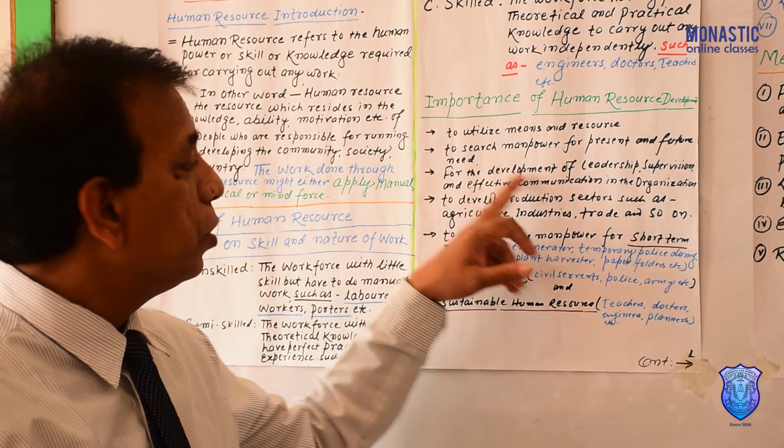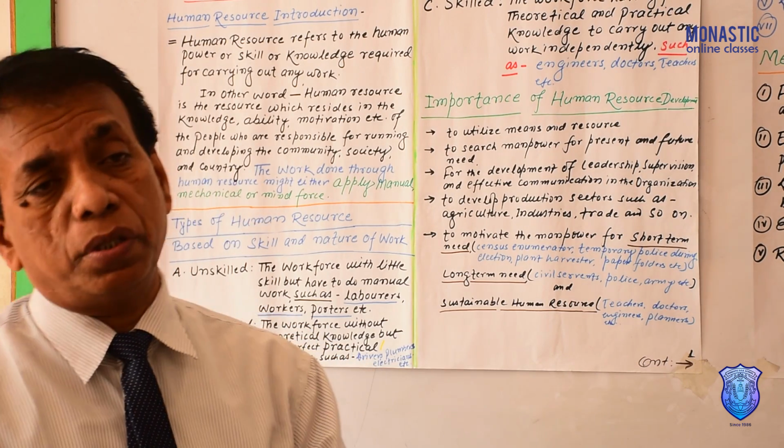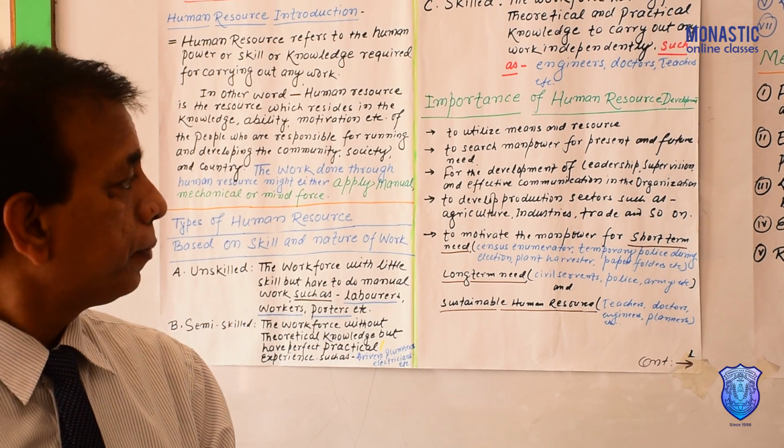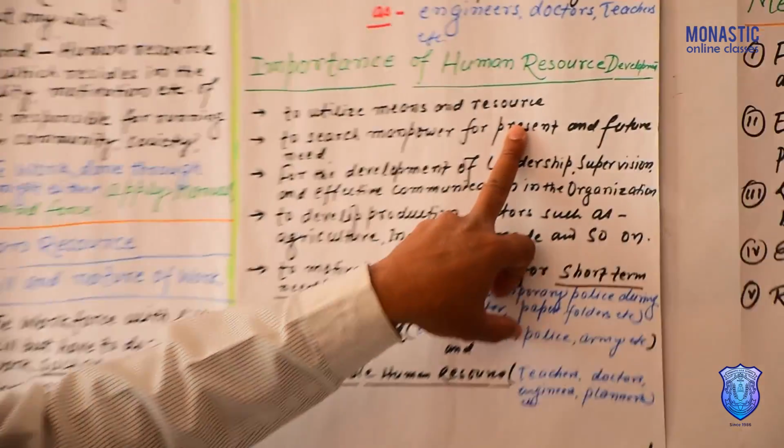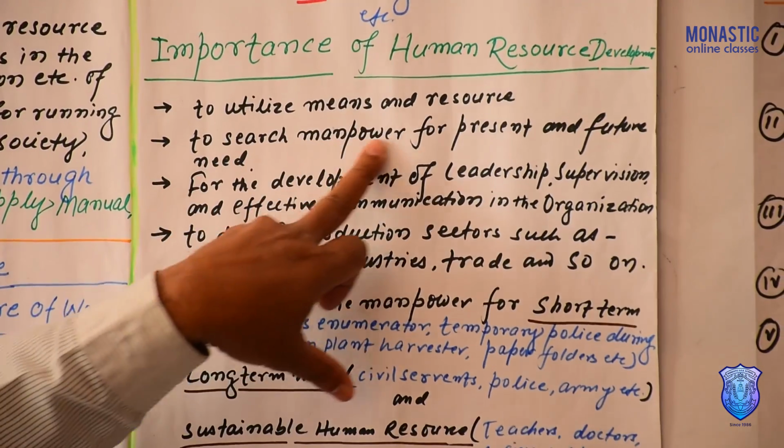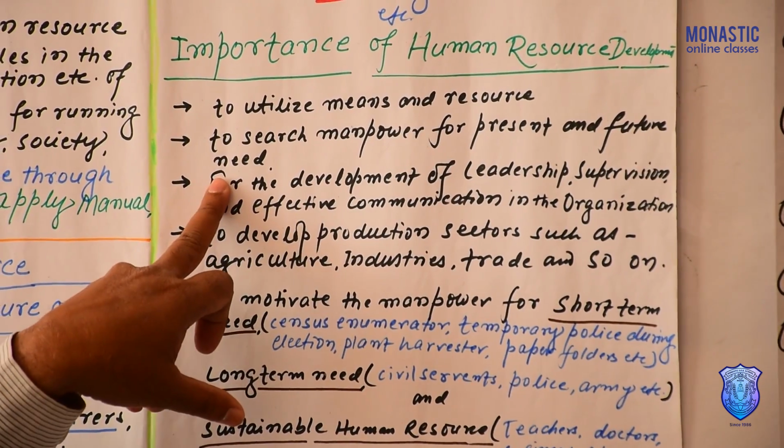Because of this also, we need the human resources. We need the human power. You should note down this: to utilize means and resources. Note down this also: to serve the manpower for the present and future need.